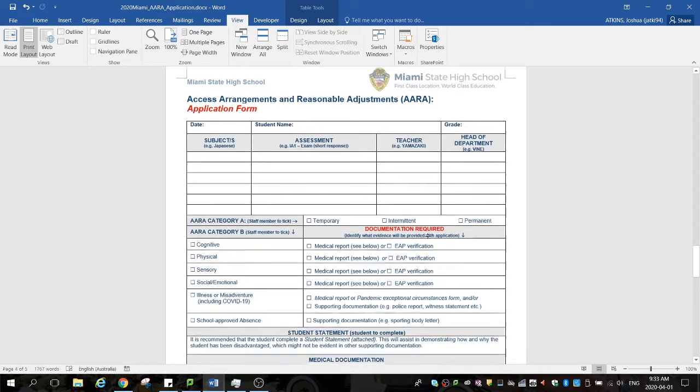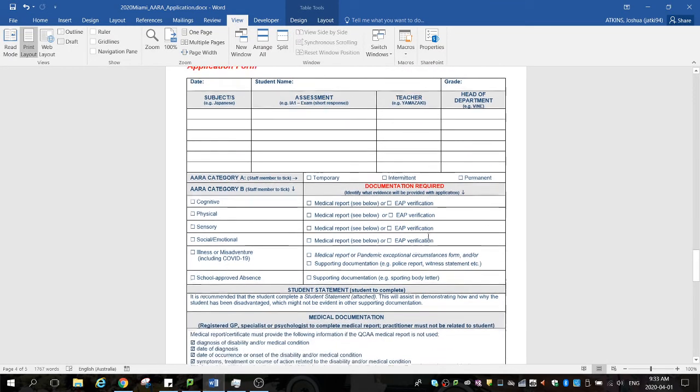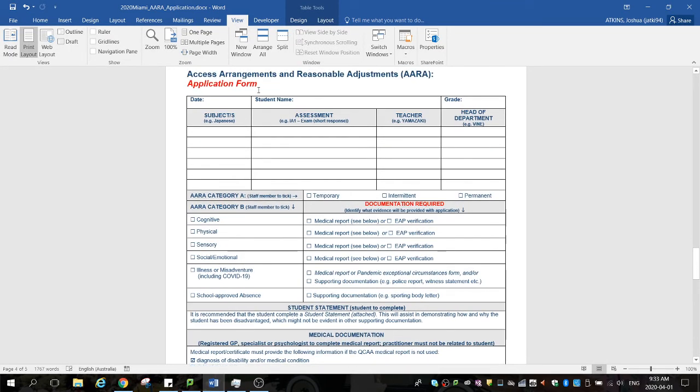The next page is the AARA application itself. It's reasonably straightforward: date, name and grade, and then list the subjects and the particular exam or assessment piece for each of those subjects, your teacher and your head of department. In terms of the categories, again, it doesn't matter if you're not sure which ones you fall under, because I will discuss that with you when you come and see me.